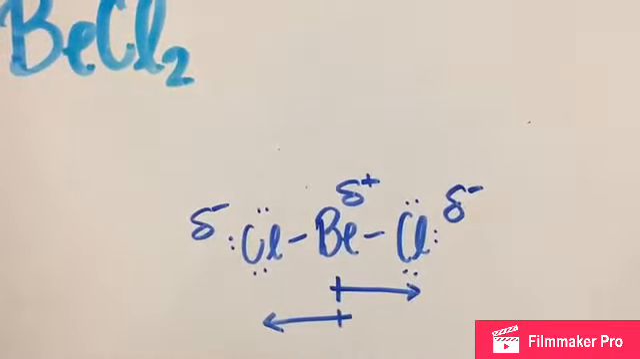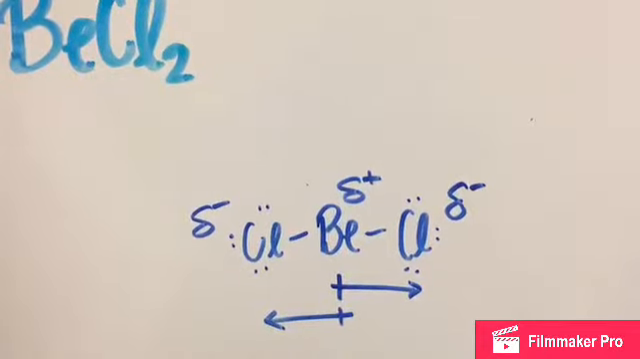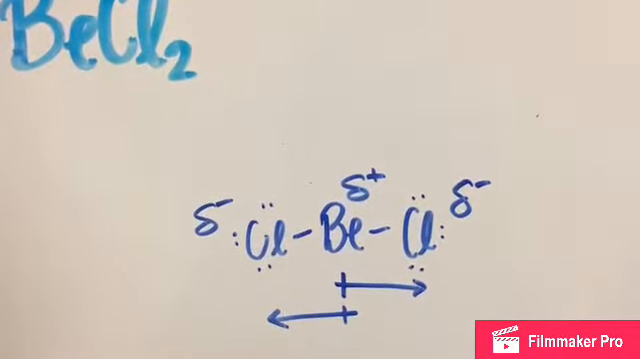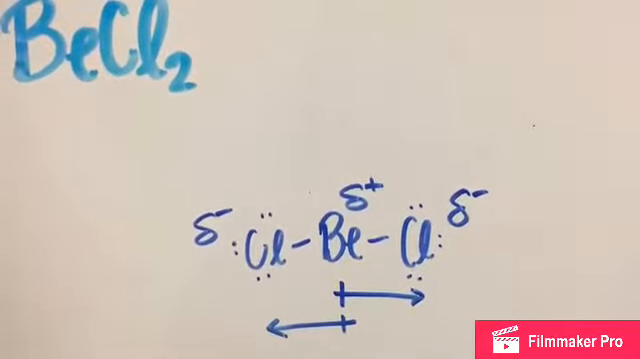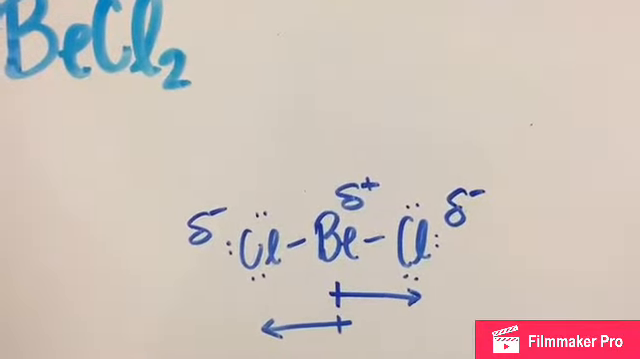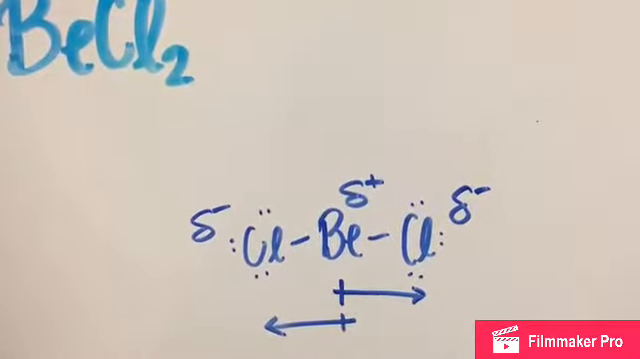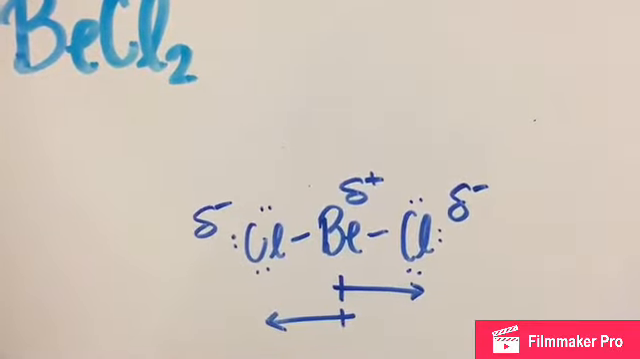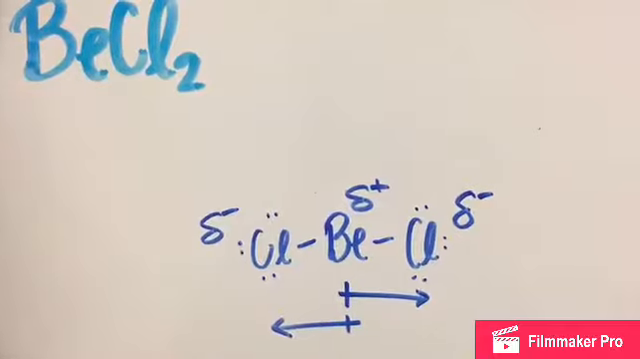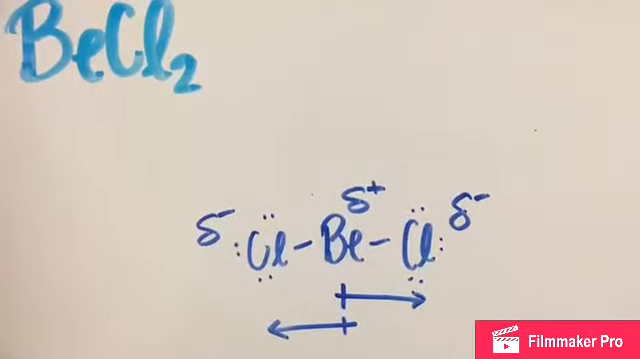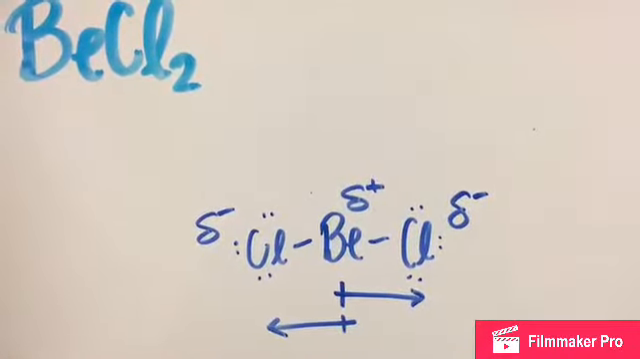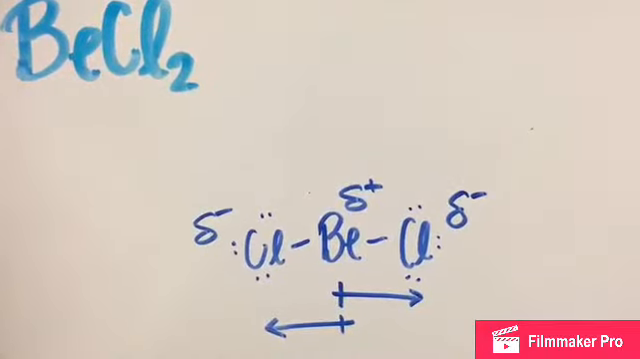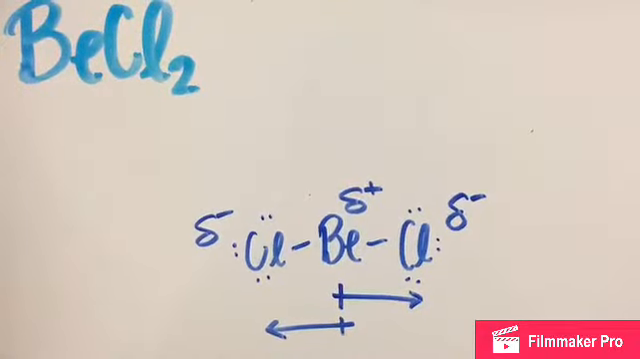Now let's take a look at the domain geometry and the net dipole. Because the domain geometry is linear and both domains are the same, the bond dipoles will cancel and there will be no net dipole. Therefore, this molecule is nonpolar.